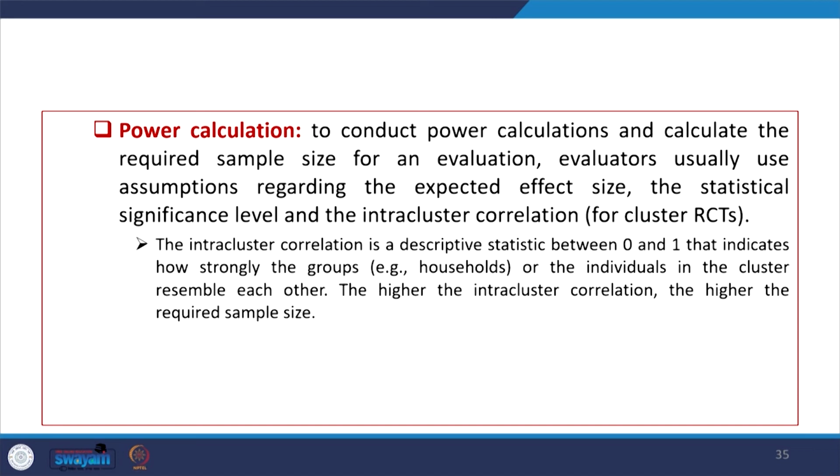Intra-cluster correlation is basically a descriptive statistic between 0 and 1 that indicates how strongly your groups, whether household-based or individuals in the clusters, resemble each other in both the groups of comparison. The higher the intra-cluster correlation, the higher the required sample size to be considered for RCT design.